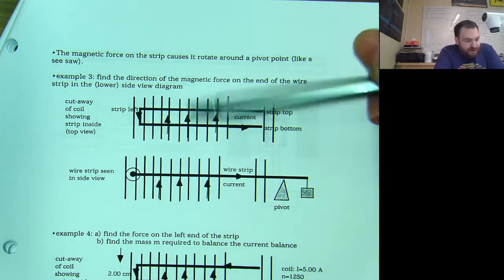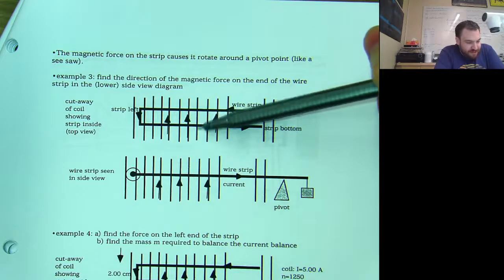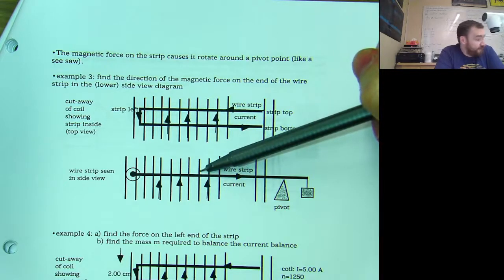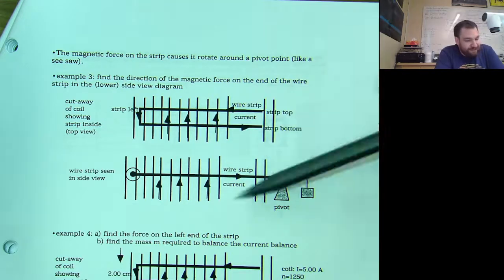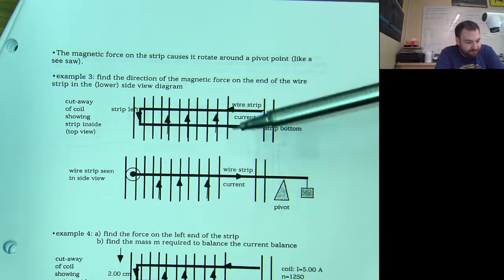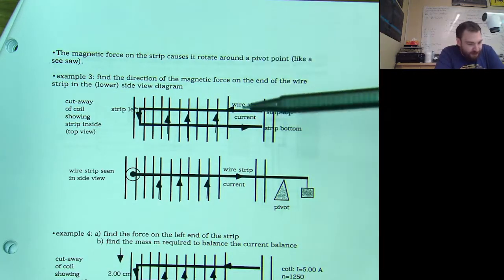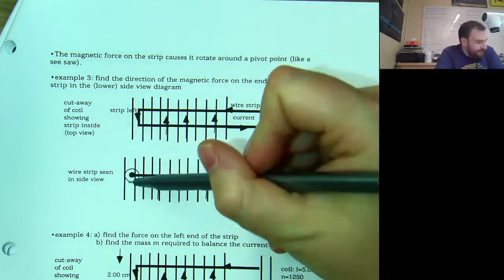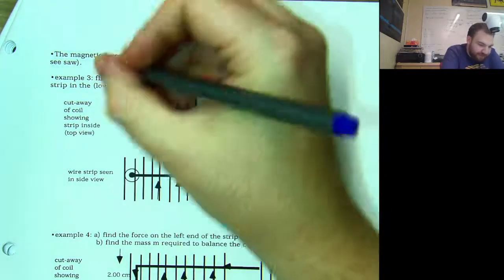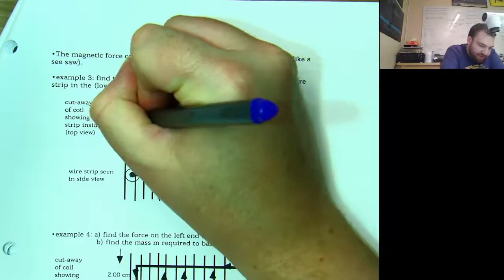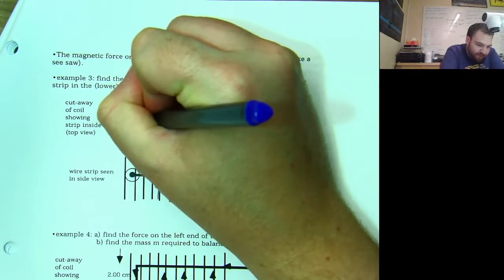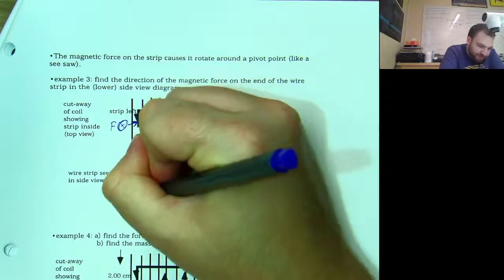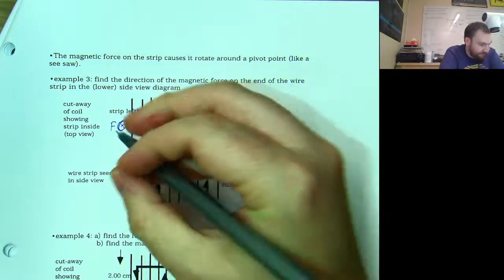So here's the top view. Here's the side view. So this is the same object from the top and from the side. This is how this thing is set up. We've got our wire strip. We've already established on this one the force is on that little strip. It's into the page for that guy there, which means I'm going to have a force this way in this diagram.